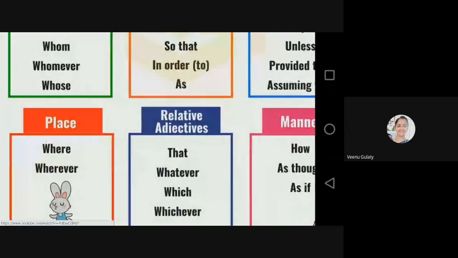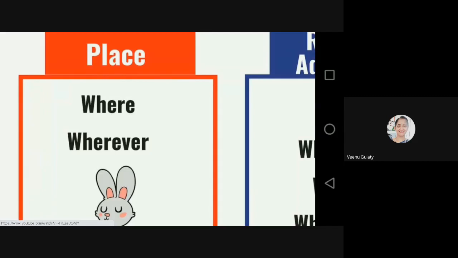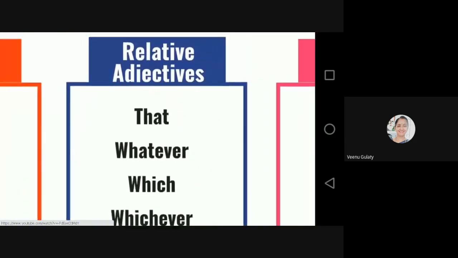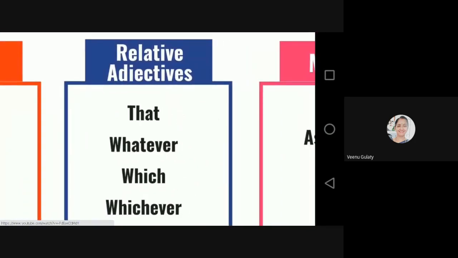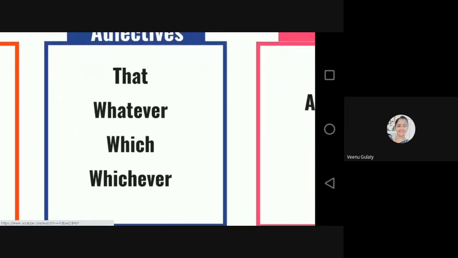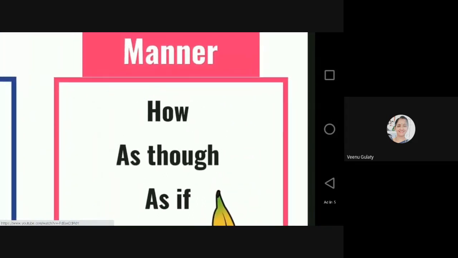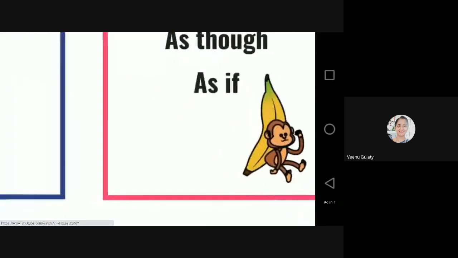Next, some subordinating conjunctions indicate places. For example, where, wherever: wherever you go, my network follows. This is the city where I was born. We can use such examples. Some subordinating conjunctions are also relative adjectives: that, whatever, which, whichever. And next, some subordinating conjunctions describe the manner: how, as though, as if. These are subordinating conjunctions.